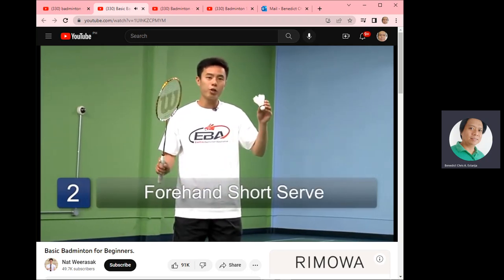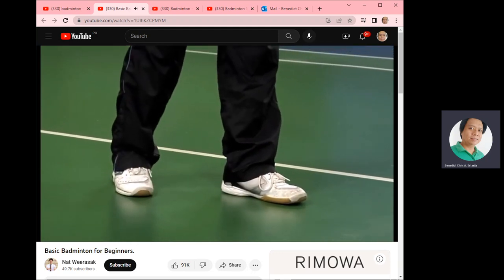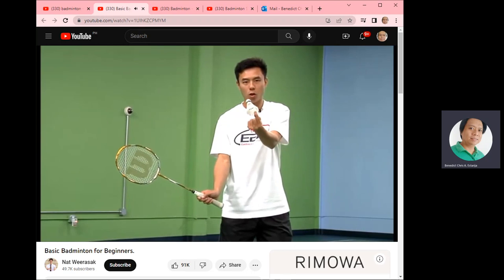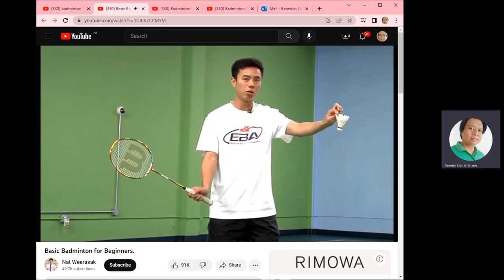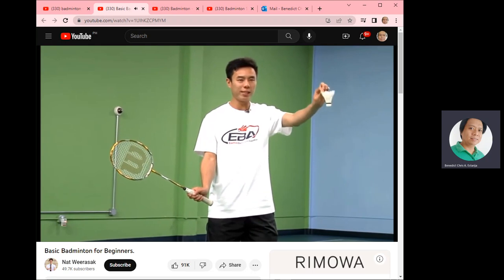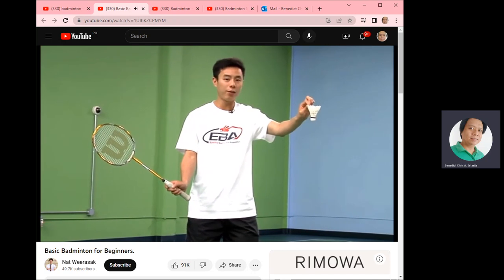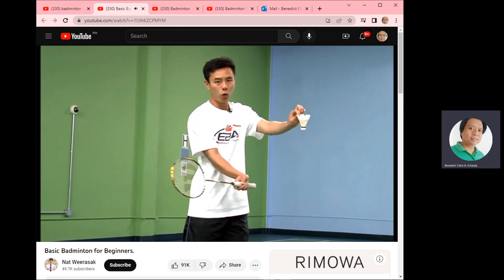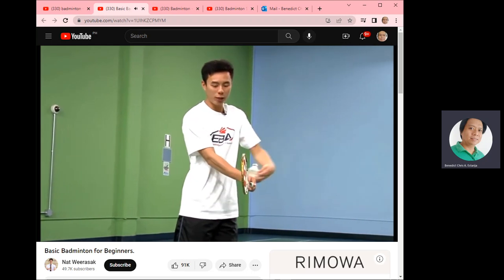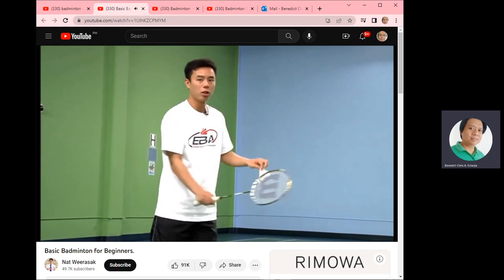To do the forehand short serve, start by positioning your right foot in the back and your racket face down. From here, hold the bird with one feather in front of you, like so. Make sure the cork is facing downwards. After that, you'll drop the birdie first, swing forward, and make sure the contact point is below your waist with the racket pushing forward.